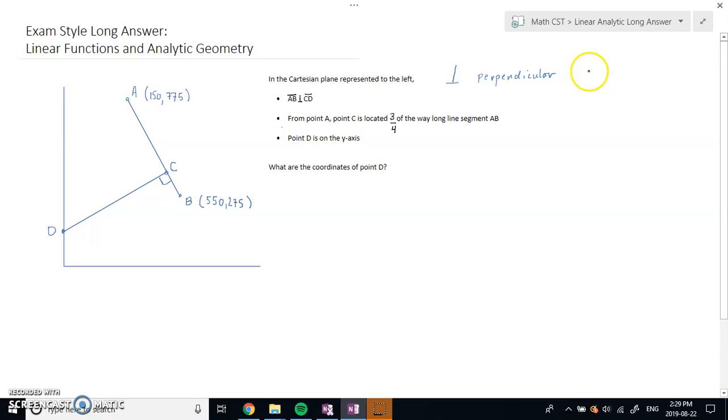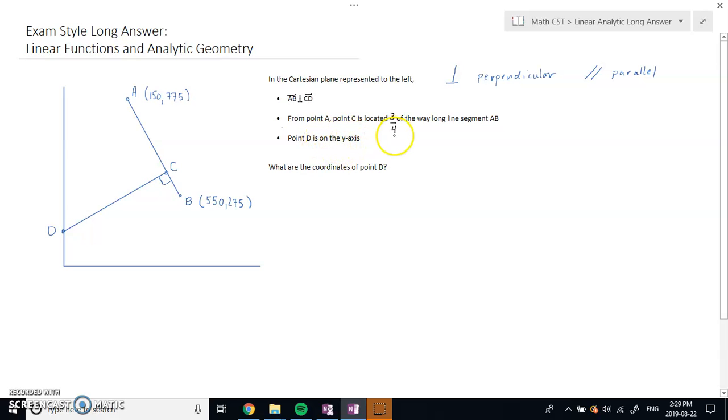In case you weren't aware, that's the perpendicular symbol, and in other questions of a similar type, sometimes you'll see this small symbol, which means parallel. But for this question, AB is perpendicular to CD, and you can see that because there's a right angle drawn in at the intersection between CD and AB. From point A, point C is located 3/4 of the way along line segment AB.